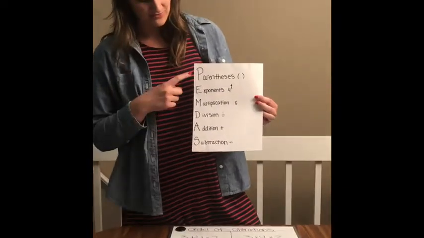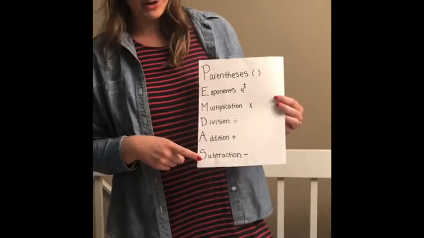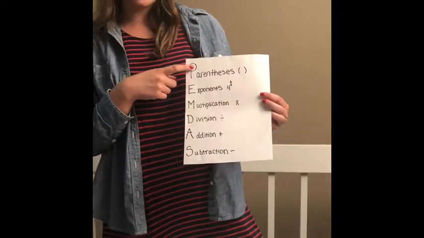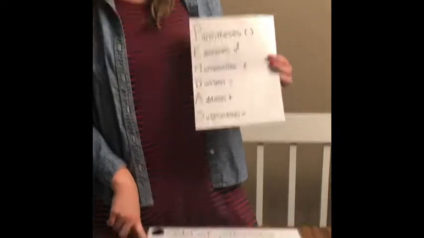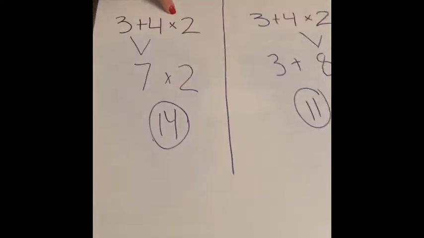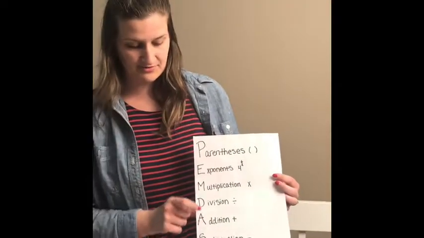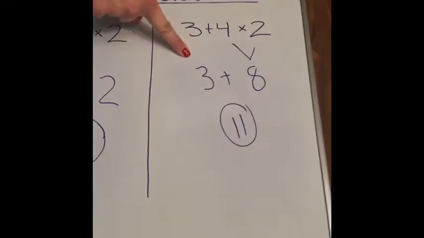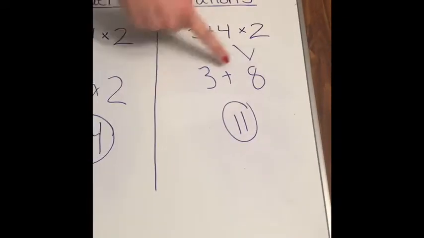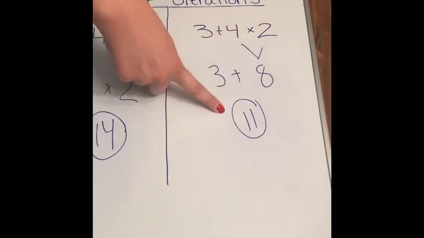So what we have to do when we're solving problems is go in this order. So you'll see we have to do parentheses before we can do these other things. If we look at our problem here, we had addition and multiplication. So if we look back up here, we know we have to do multiplication before we can do addition. So that means this answer of 11 is correct because we did multiplication first, and then we did addition, and we got our 11.